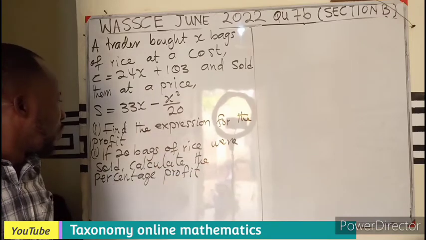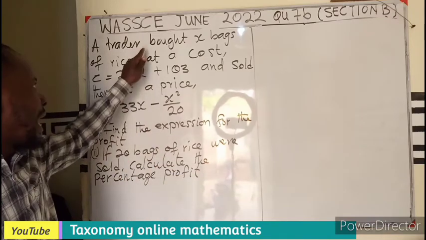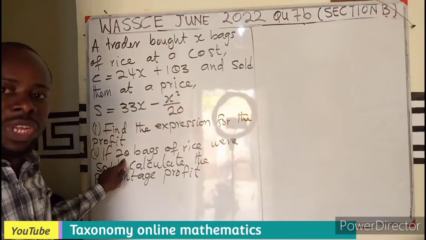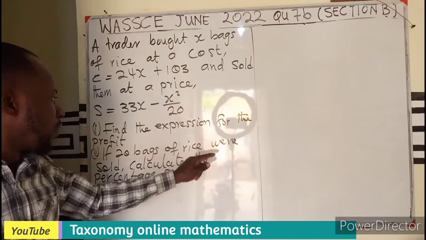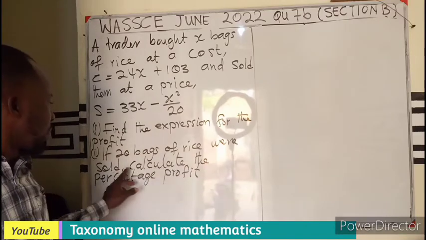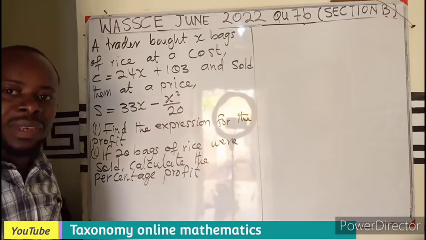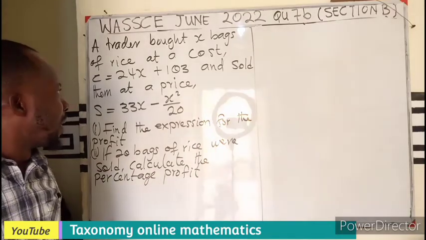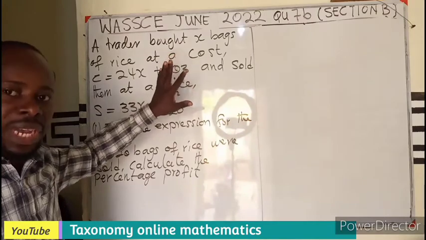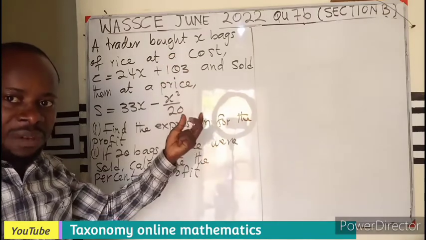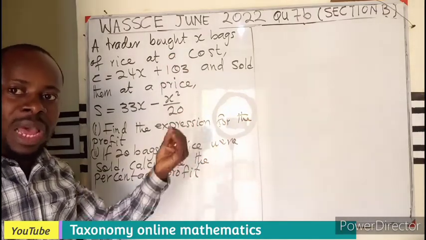Then, if x is now 20, we are to calculate the percentage profit. Alright, now looking at the information given, we have cost price, we have selling price, and we have what? A profit.